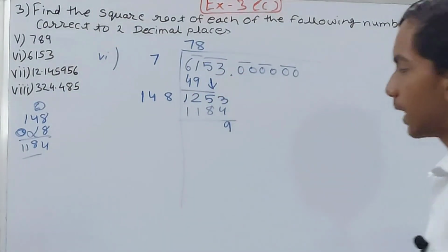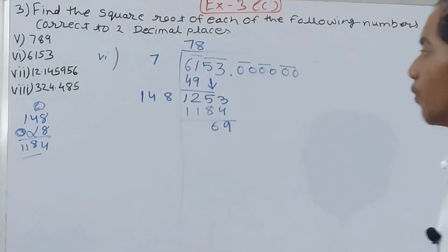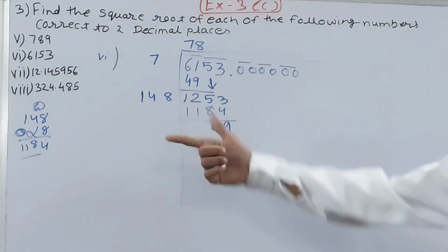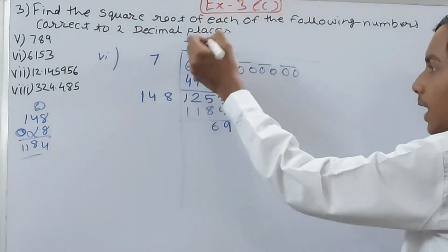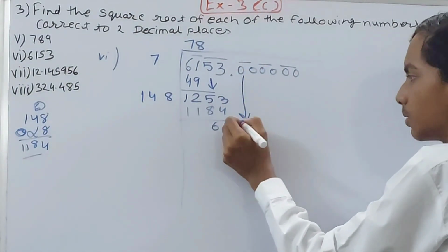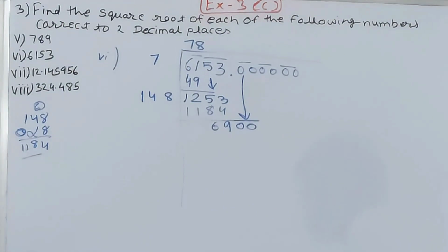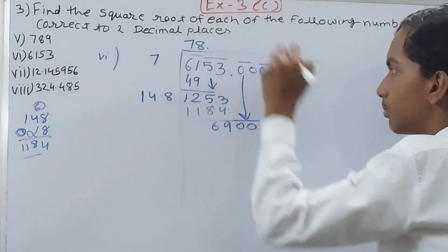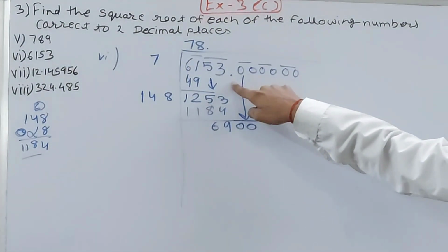14 minus 8, that is 6. 1 minus 1 is 0, and again 1 minus 1 is 0. 69 left, and the rest is done. Let's bring down the next pair, 00. 6900, and a decimal point here, because we have brought down the pair after the decimal point.